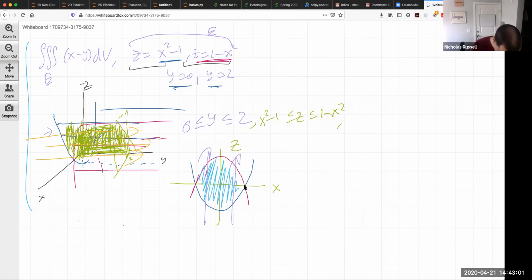And lastly here, I need to figure out what my x's are. To figure out these intersection points, I can solve for when z is equal to the same value, which is when z is equal to 0. So when do these two things intersect? They intersect when x squared minus 1 equals 1 minus x squared. I could solve this out pretty quickly. I would get 2x squared is equal to 2, and then if I divide that over, x would equal plus or minus 1. And so therefore, this last part will be negative 1 to 1 for x.